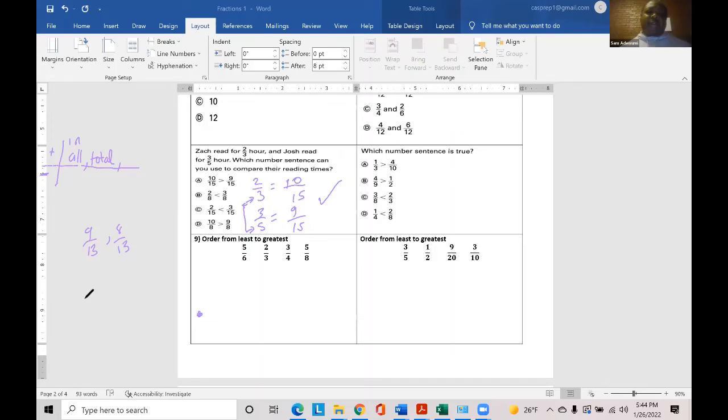Okay. So if I have 3 over 5, and let's say I have 2 over 3, can I compare those together as is? No, as written. How would you do that? You have to look at the denominators and they're not the same. Right. So then what would you do from that point?